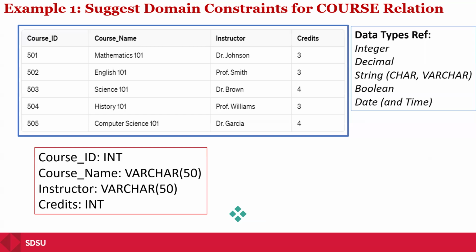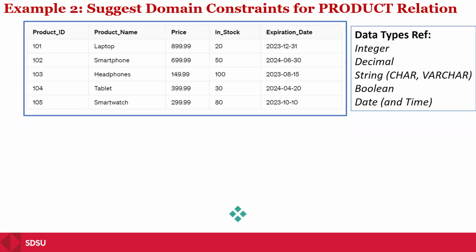Okay, so that's why I put variable character 50 for course name. And for the instructor, I have also varchar 50. And for credits, it's an integer. So here's my domain constraint for the course relation. Another example for you to work on. So pause your video and suggest domain constraints for the product relation.